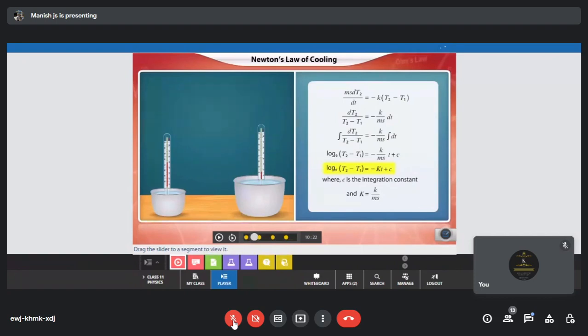அதே மாதிரி நம்ம இங்க integration of 1 by t2 minus t1 அது we can write as log of t2 minus t1. So அந்த ஒரு formula தான் இங்க use பண்ணிருக்காங்க. ஓகேங்களா? அதே மாதிரி right hand side பாத்தீங்க அப்படின்னா so we are having integration of dt. Integration of dt is nothing but t. Integration of dx எப்படி x, அதே மாதிரி integration of dt is t.